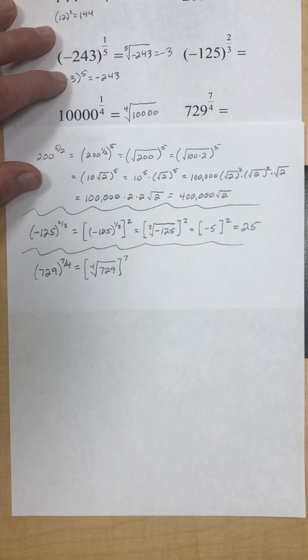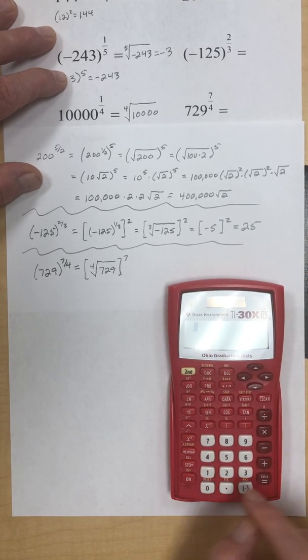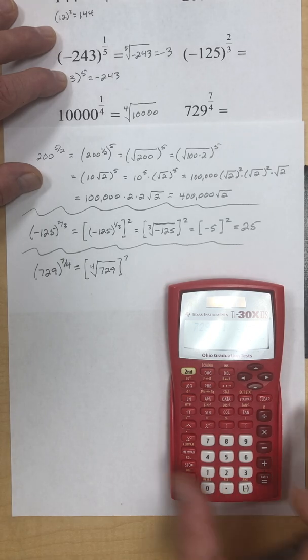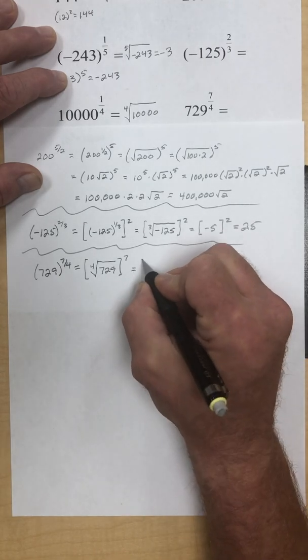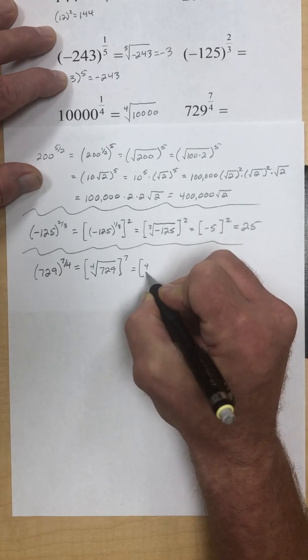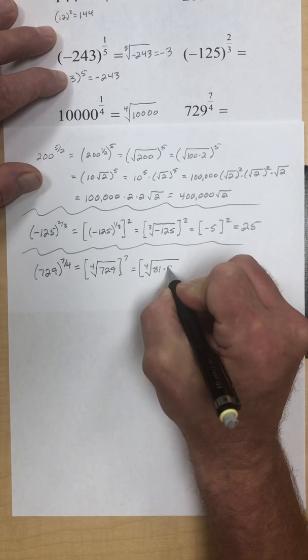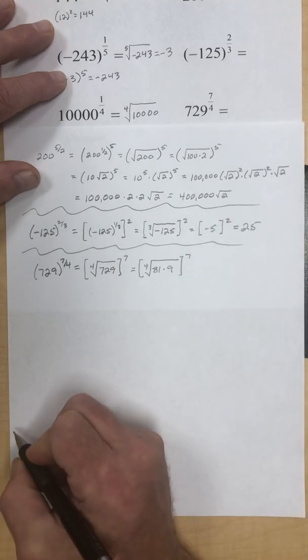Now 729 is not a perfect 4th power, but I'm pretty sure 729 has a factor of 81 in it. So let's go 729 divided by 81. That's 81 times 9, and 81 is a perfect 4th power. So let's start there. The 4th root of 729 is the 4th root of 81 times 9, and I'm going to take that to the 7th power.